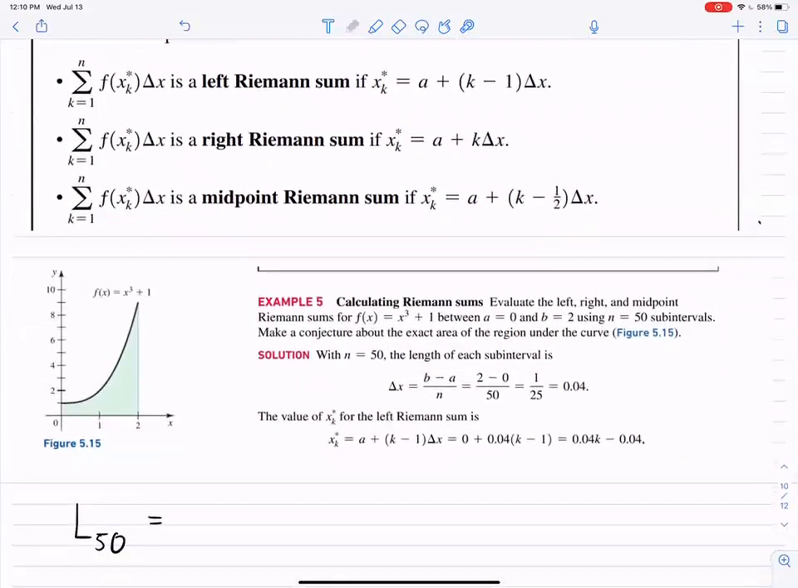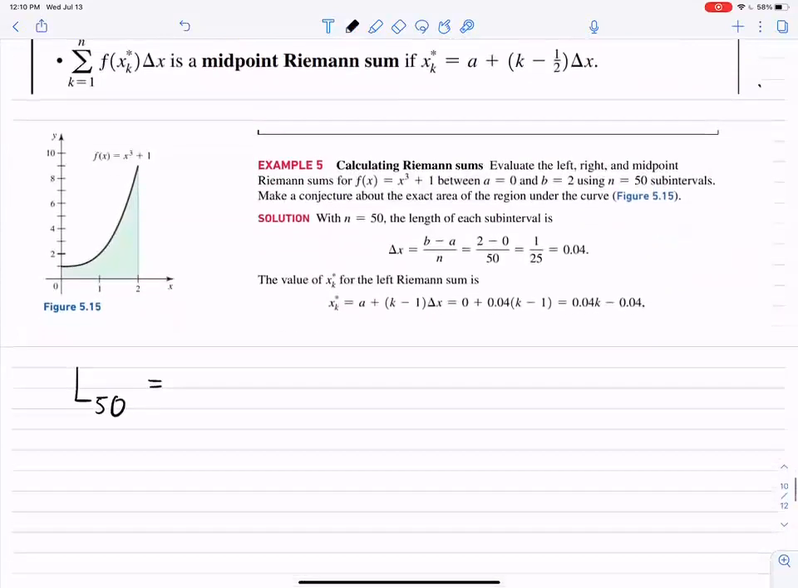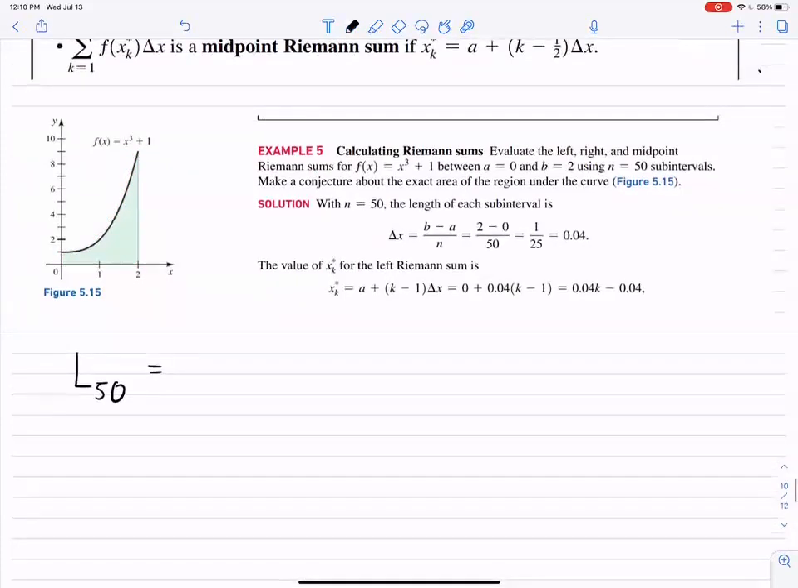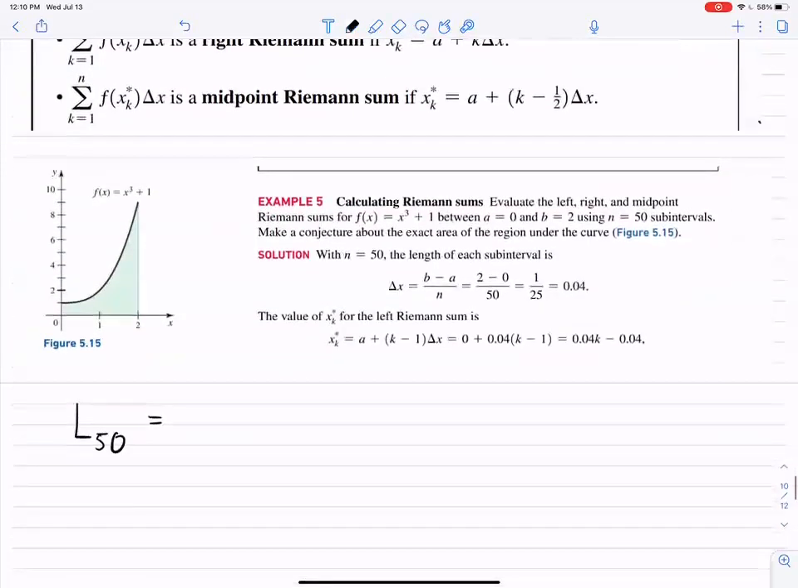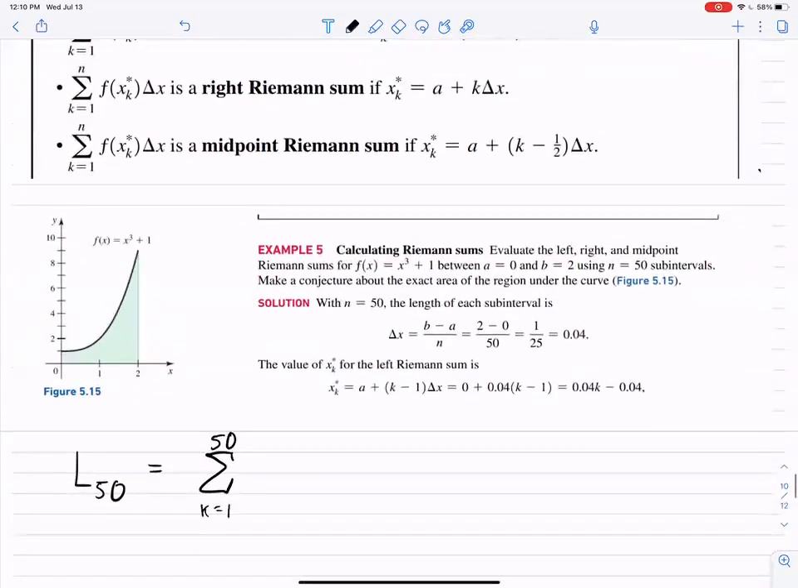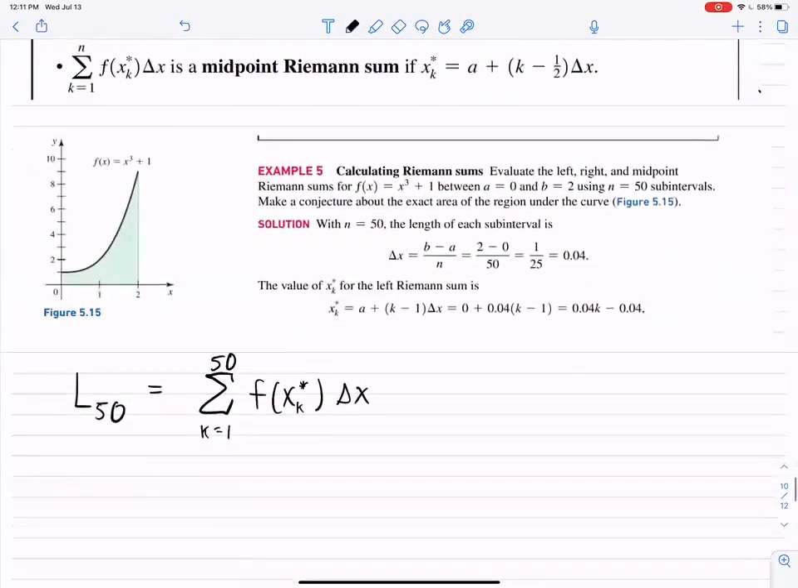So let's do one final example. Let's calculate the Riemann sum for this function. We want to approximate this area from 0 to 2 of x cubed plus 1, and we want to do it with 50 subintervals. Obviously we're going to have to use a calculator to figure out what this exactly is, but we can set it up really nicely. By this formula up here, L50 is just the sum from k equals 1 to 50 of f of x sub k star times delta x. Our goal is to figure out what all those things are.